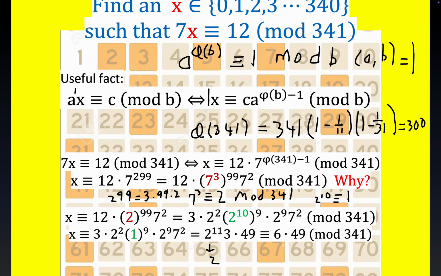Okay. All right. So hopefully that all made sense. It's just kind of some grinding out arithmetic. And you'll notice that this result here, 6 times 49 is 240 plus 54. That's 294. Okay. So 294 is our answer.